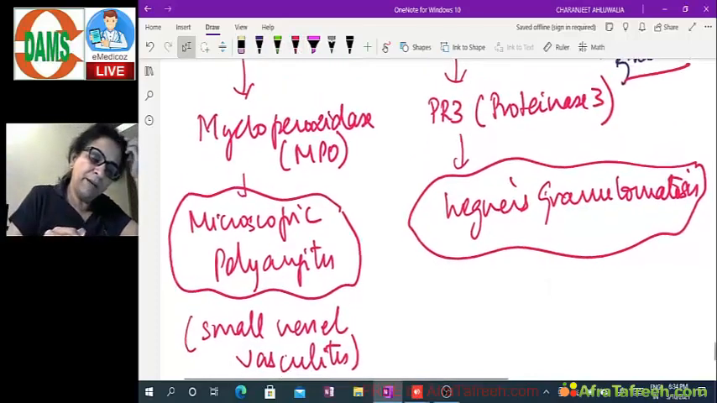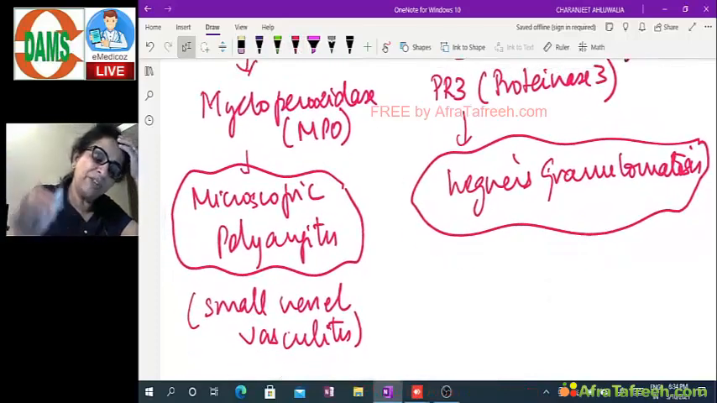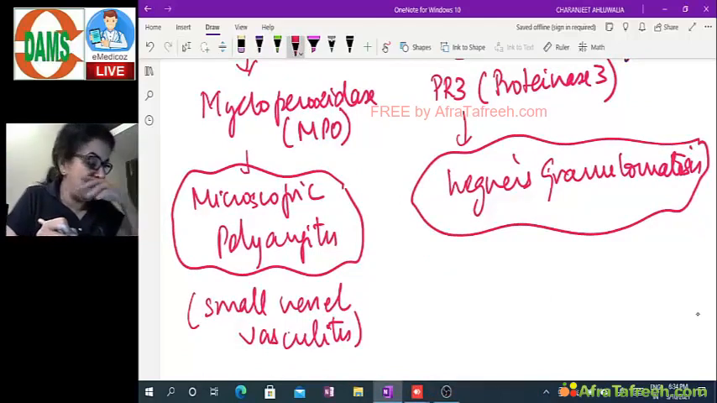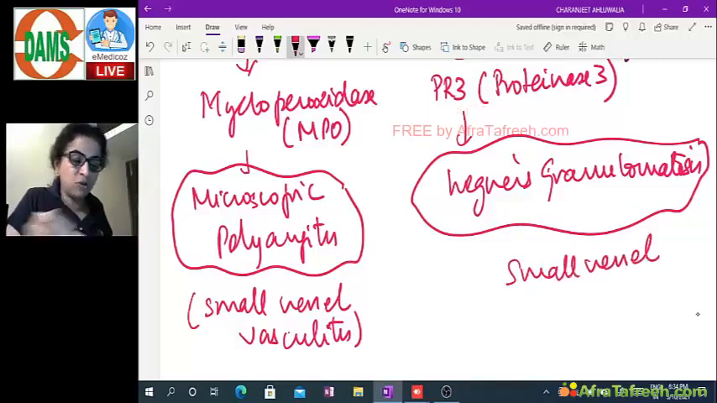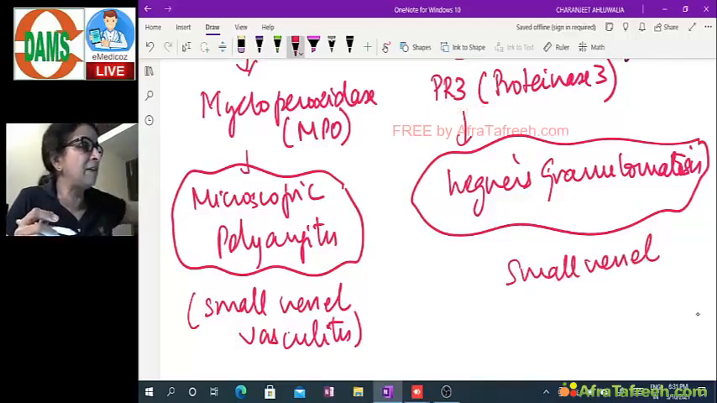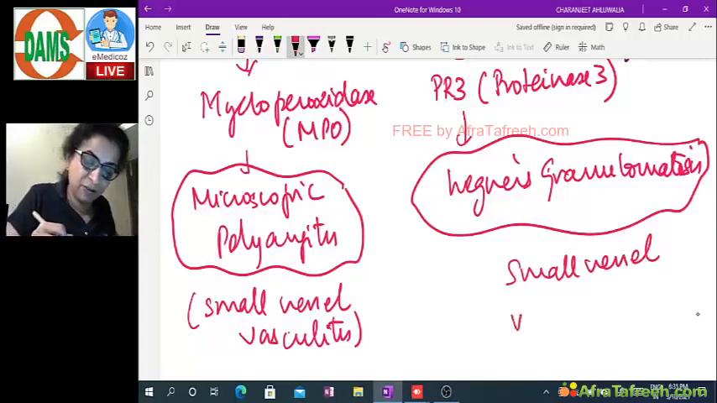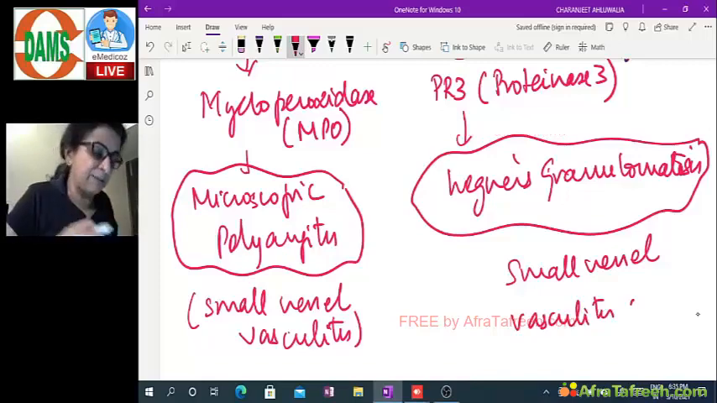They are found in patients with Wegener's granulomatosis. Wegener's is also a small vessel vasculitis. Microscopic polyangiitis and Wegener's I will be talking about in the chapter of blood vessels. So it's also a small vessel vasculitis. Now these are the three types of RPGN.